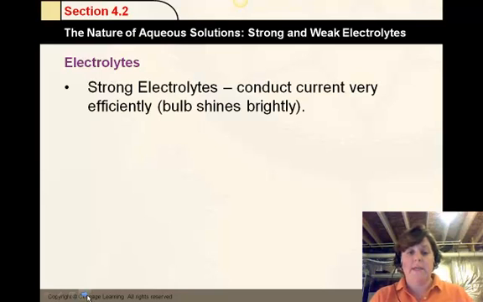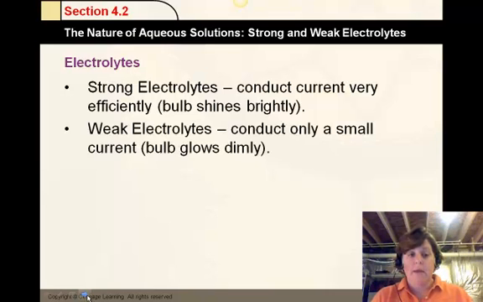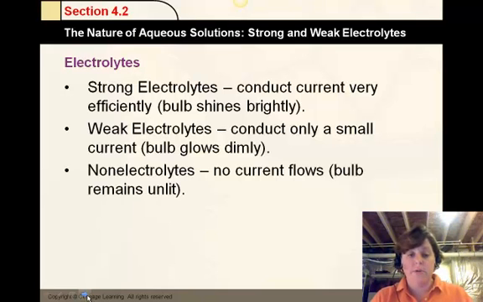Strong electrolytes conduct current efficiently. In other words, we use a conductivity meter and we see that the light bulb goes on strongly. Some things are weak electrolytes. They don't conduct electricity very well, and the light bulb on the conductivity meter would not go on all the way. And some things don't allow electric current to flow. Like I mentioned before, the sugar in water would not allow electricity to flow.